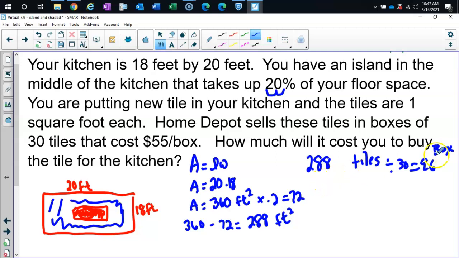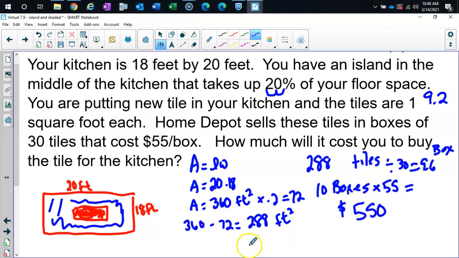Now, let me say something. 9.6 boxes, you can't go to Home Depot and say, I'll take 9.6. So we need to round this to 10 boxes. Now, let me say something. 9.6 would naturally round to 10. But even if this was 9.2, you would still have to round up to 10 because if you only bought 9 boxes, you wouldn't have enough. So 10 boxes at 55 each, so times 55 gives you $550.